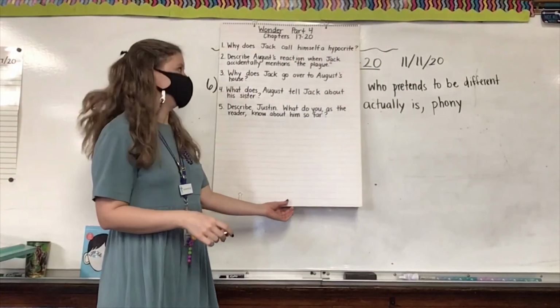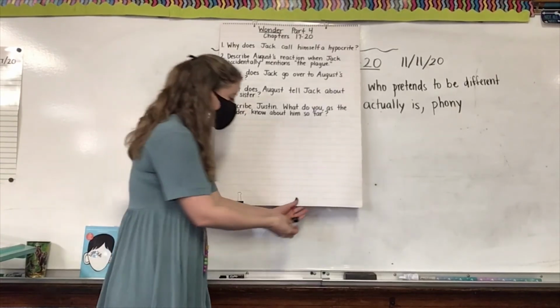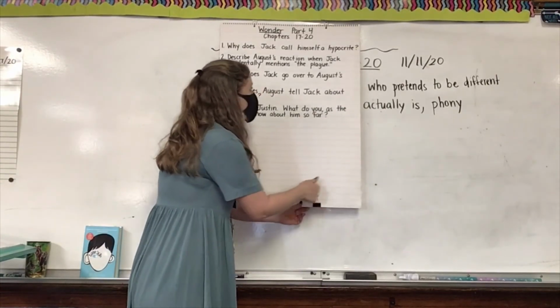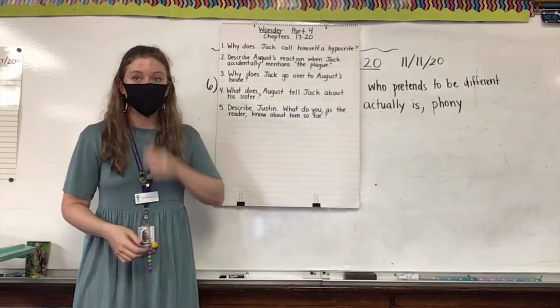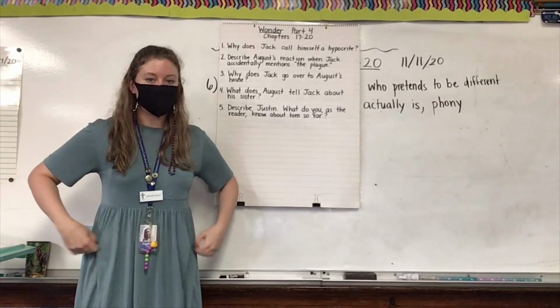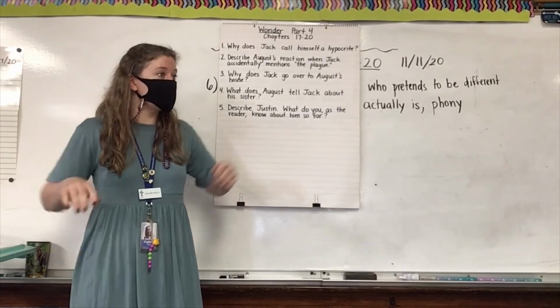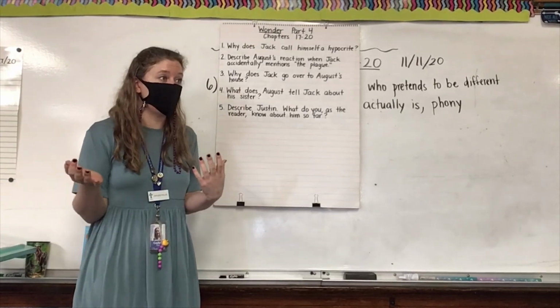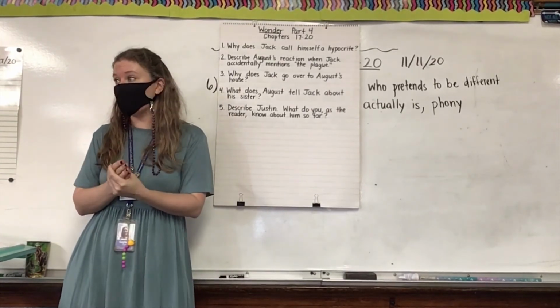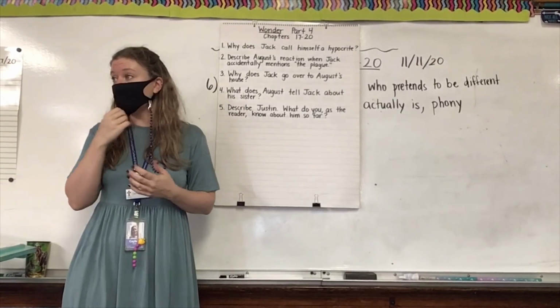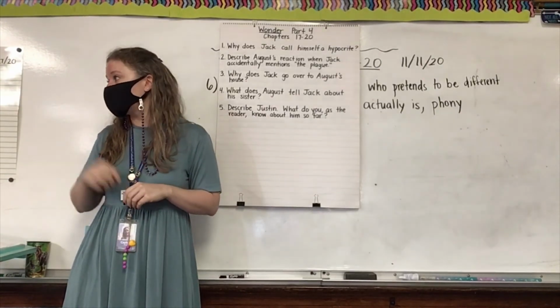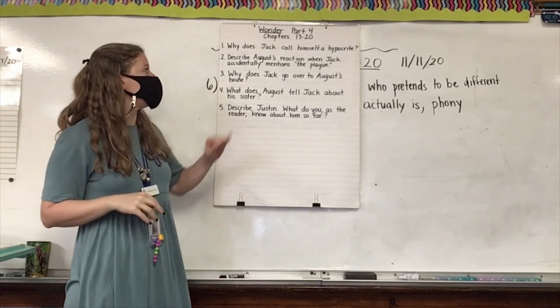Okay, I know there was a lot. Number 1, why does Jack call himself a hypocrite? So basically you're saying, what is the situation? Why does he think he's a hypocrite? Does he change his behavior, or does he keep being a hypocrite? Those are all things you can ask yourself and answer to get a good, well thought out, well written answer.